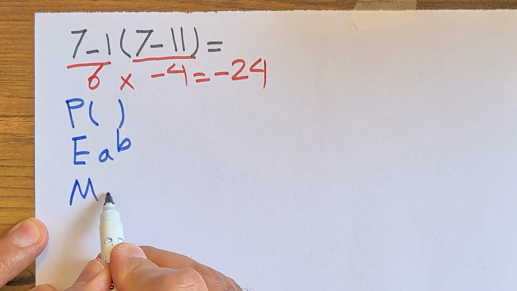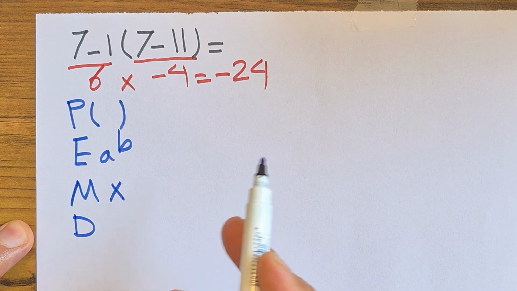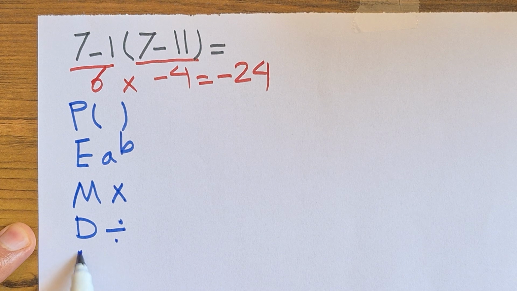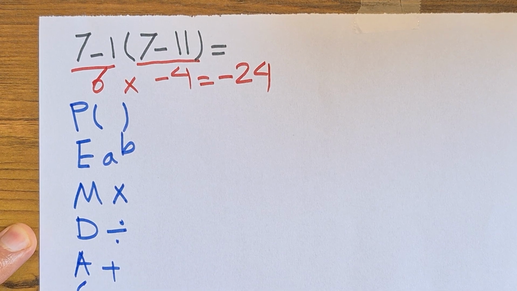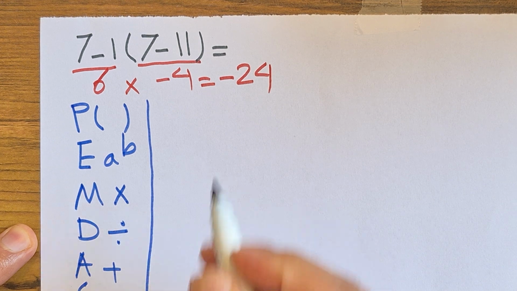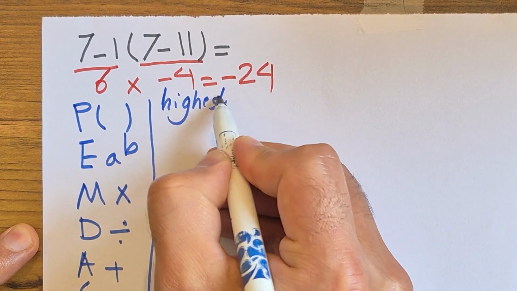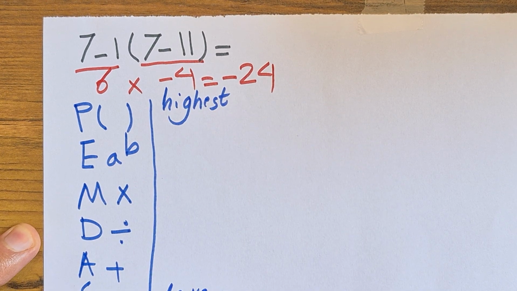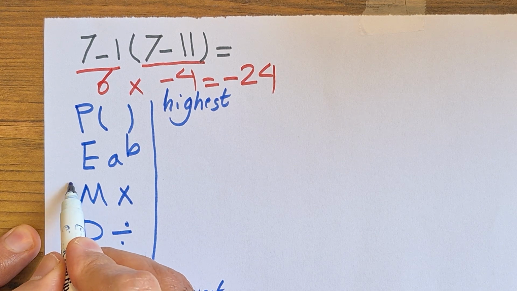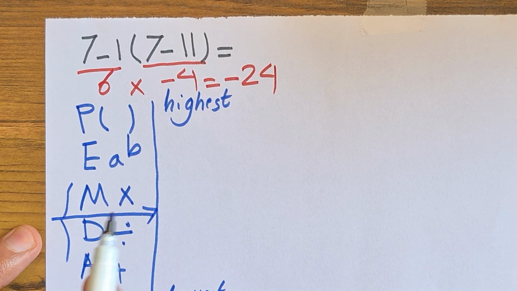M stands for multiplication. D stands for what? You tell me. Division. A stands for addition. And finally, S stands for subtraction. And this shows a vector from highest to the lowest priority. So at first you must do parentheses, then exponents, then multiplication and division from left to right.